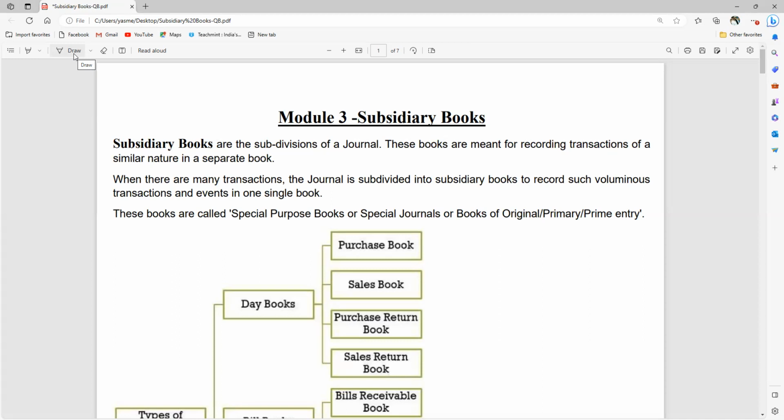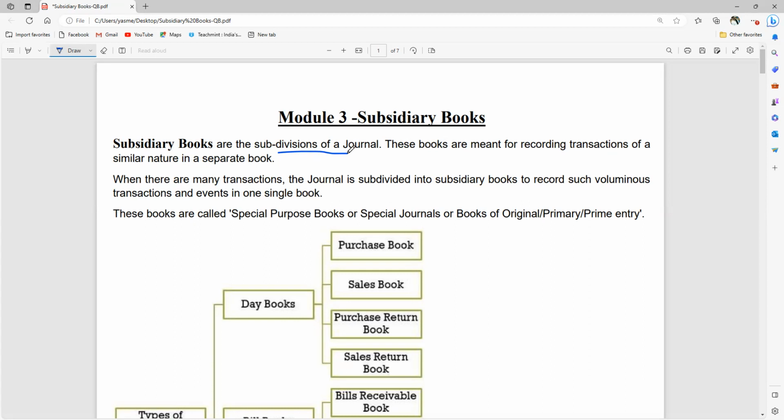If they ask you a question for 2 marks, what is a subsidiary book or what are subsidiary books, you have to explain that subsidiary books are the subdivisions of a journal. These books are meant for recording transactions of a similar nature in a separate book. It means that subsidiary books are just subdivisions of the journal book.